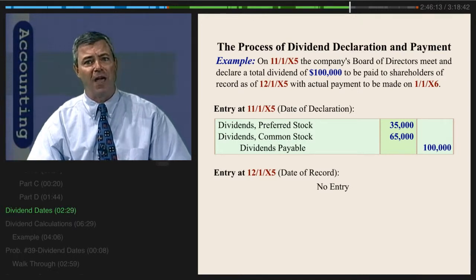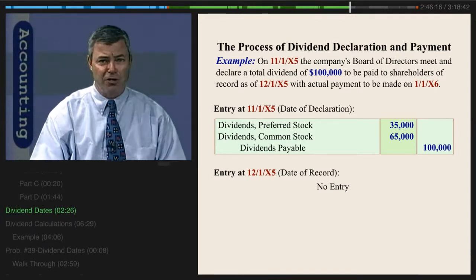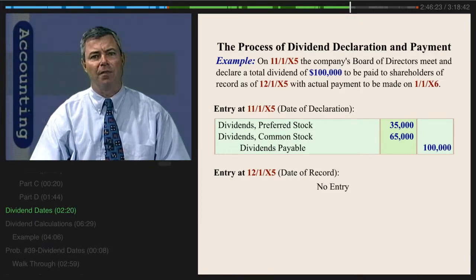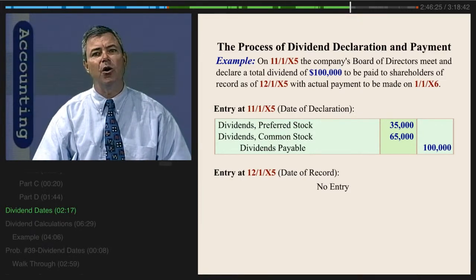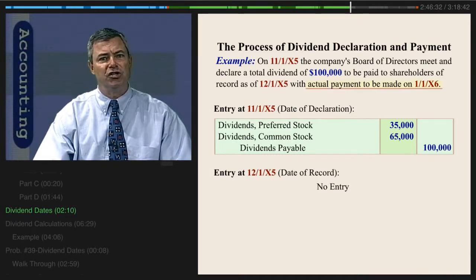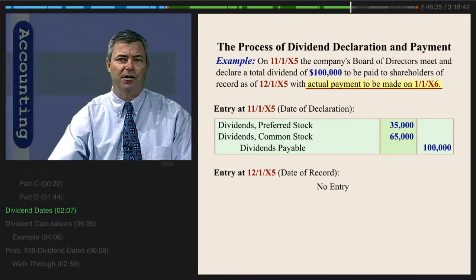We're not going to pay any more, any less. We're still going to pay $100,000, and $35,000 is going to be to preferred shareholders. It's just a matter of which preferred shareholders or who. And so we won't make any entry on the date of record. We'll simply note who the owners are, so we know who to cut the checks to. And then the checks will be cut ultimately on January 1st, which is the first day of the next year.